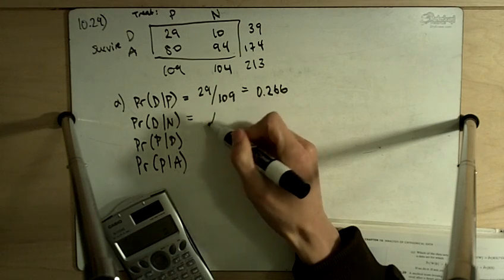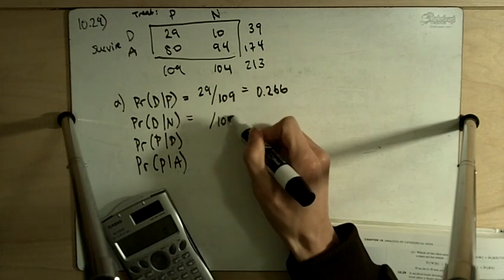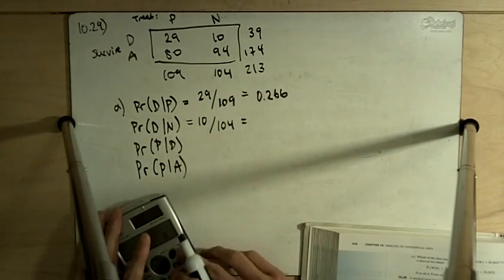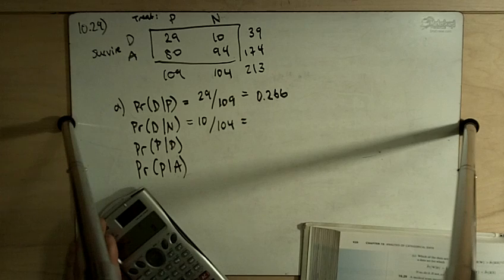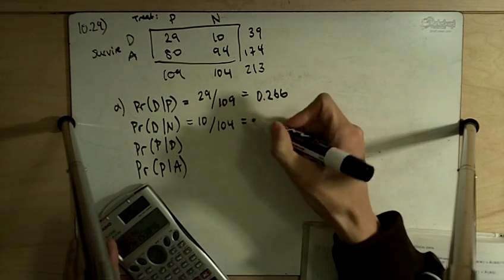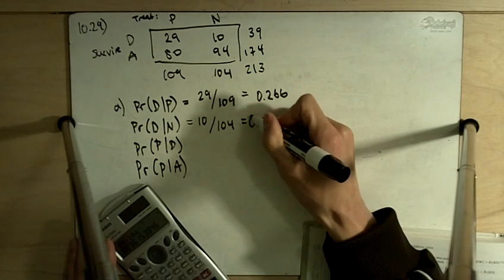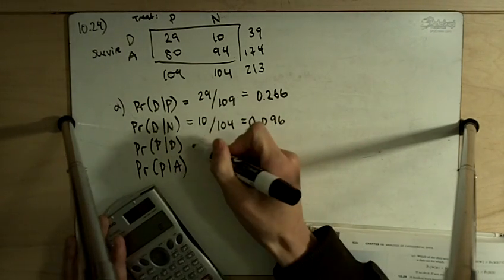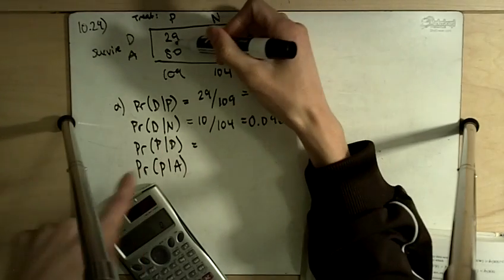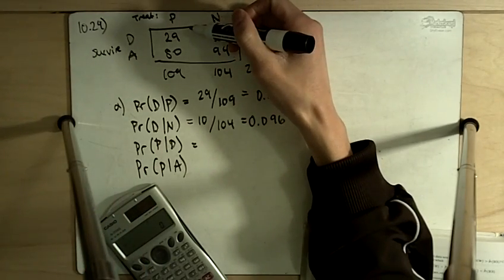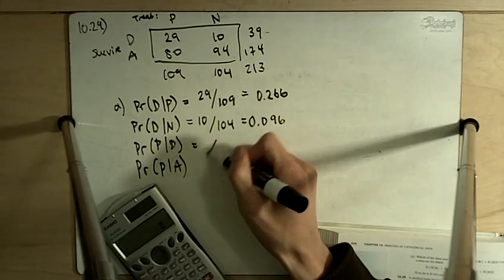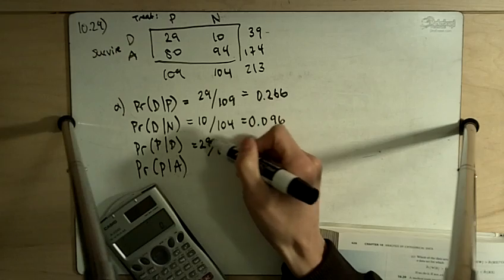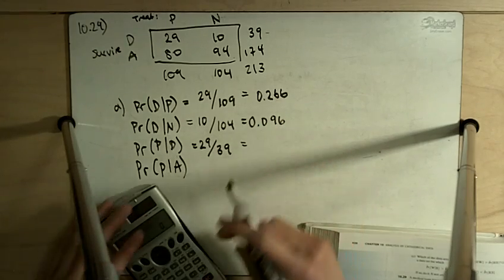Here we're dividing by those who had a negative treatment, and only 10 of those died. So the probability that they died would be 10 divided by 104, or 0.096. Probability of having a positive treatment if we know that they died. Here we're limiting ourselves to just those who died. There's 39 of them, and the probability of them being positive would be 29 divided by 39.